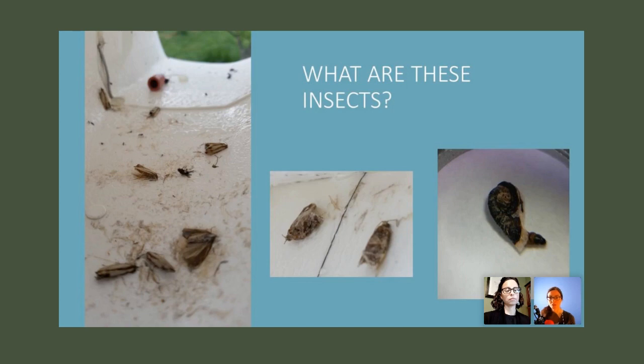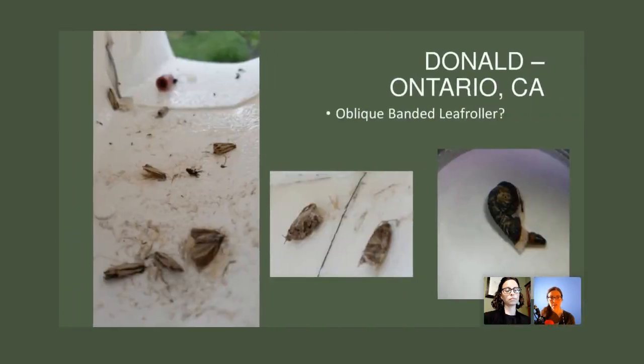So nobody's answering this question. Does that mean that you do not know what these insects are? Well, let's find out in the next slide. What are these insects? So Donald submitted these pictures. Now, I'm guessing Donald knew because you can see at the top of the big long picture that there is a lure in this trap. So he was probably looking specifically for something.